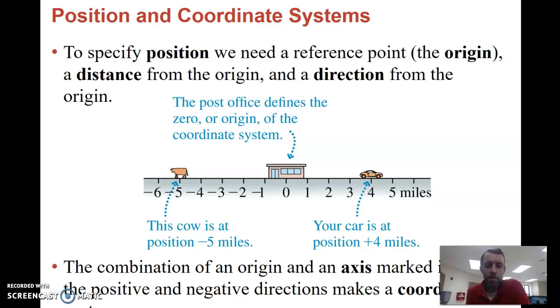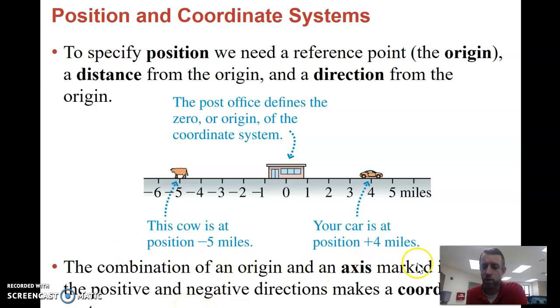So we have a number line. We have our spot at 0 here, and positive distance this way, negative distance, or I should say displacement this way. We have the post office in the middle, the car at 4 miles to the right, and the cow at 5 miles to the left. All right. So having this set up with a number line gives you the opportunity to have a distance and a direction, both from the origin. So it gives you a little more information, and that's a beneficial thing.